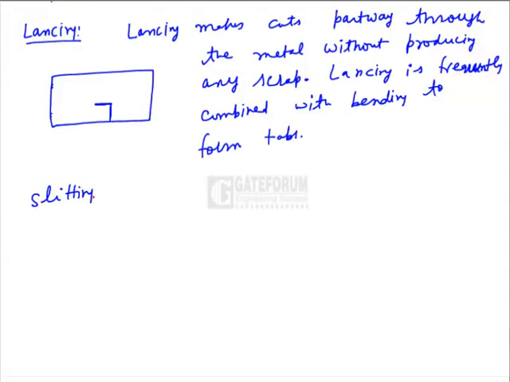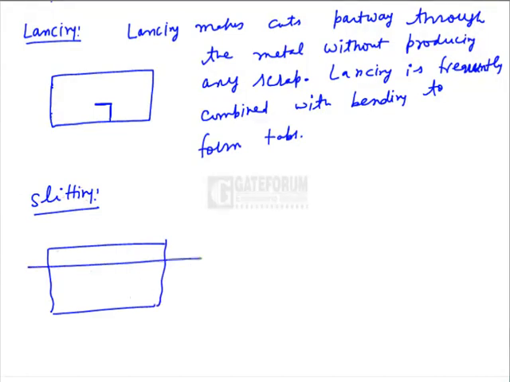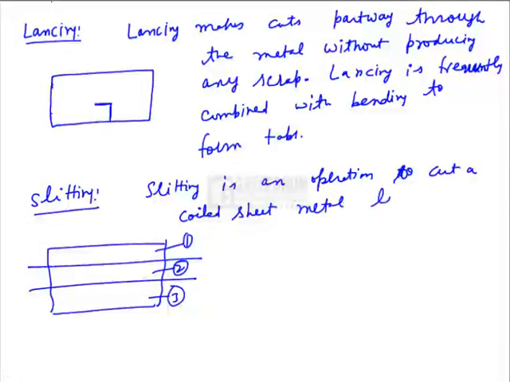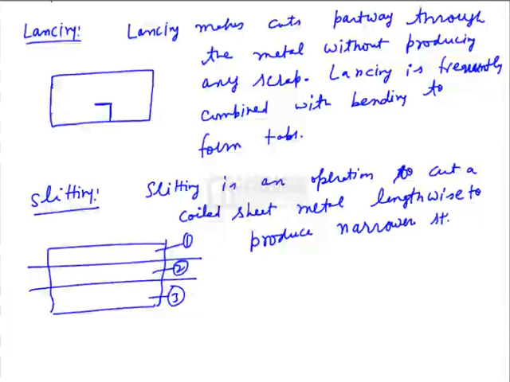Then slitting. So slitting is an operation to cut a coiled sheet metal lengthwise to produce narrower strips. So suppose this is one of the sheet metal, so we cut from here. So this will become sheet number 1, this will become sheet number 2, sheet number 3. So these sheets will be narrower. Slitting is an operation to cut a coiled sheet metal lengthwise to produce narrower strips.